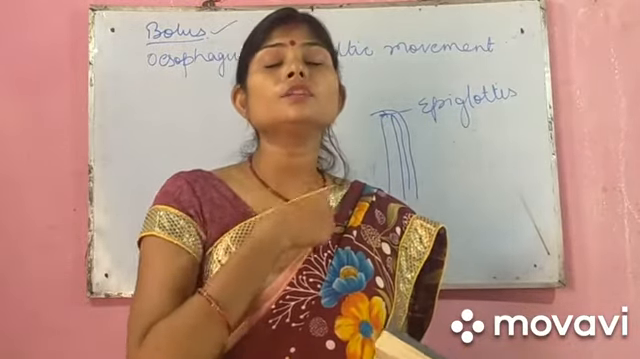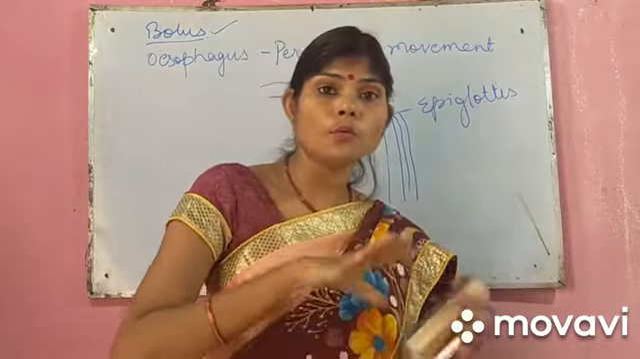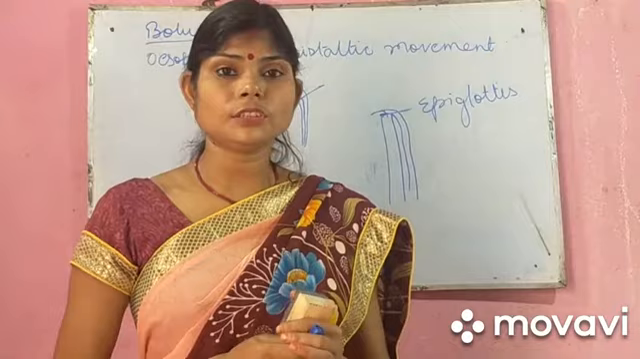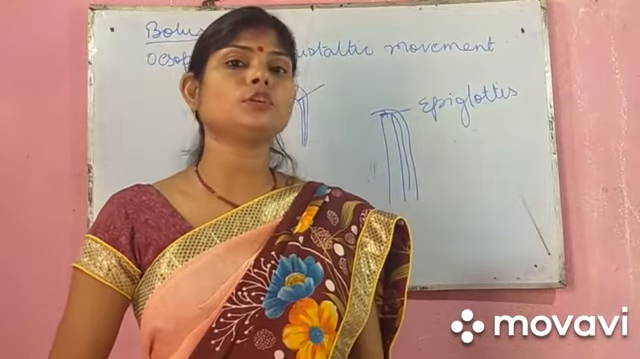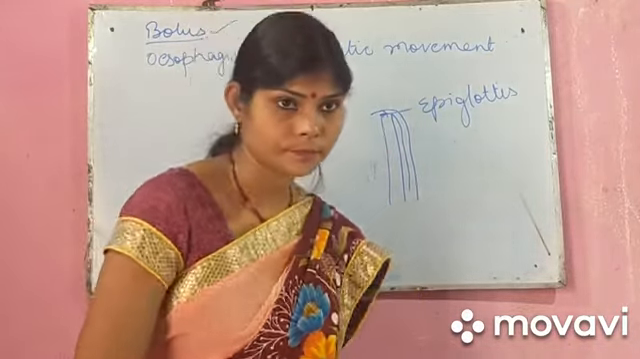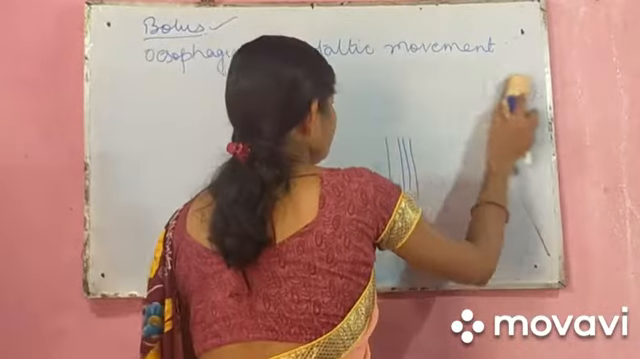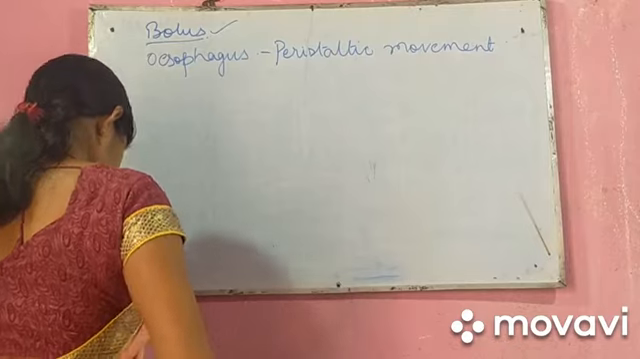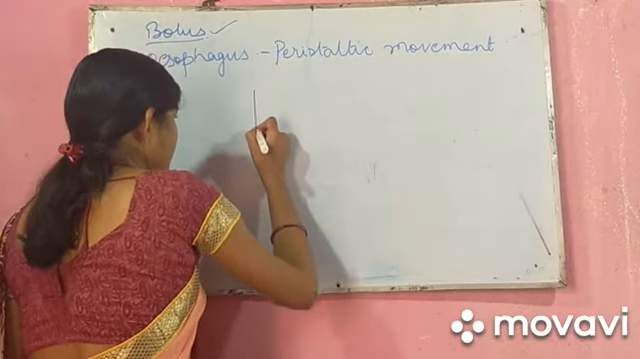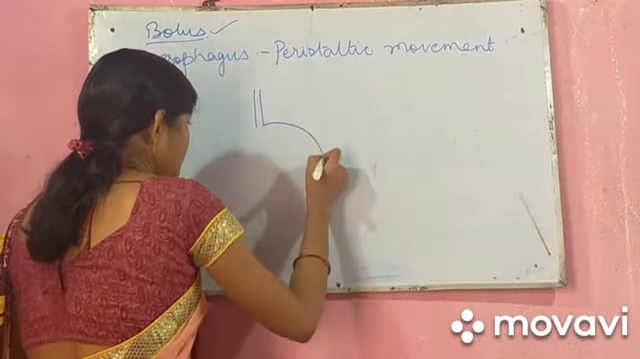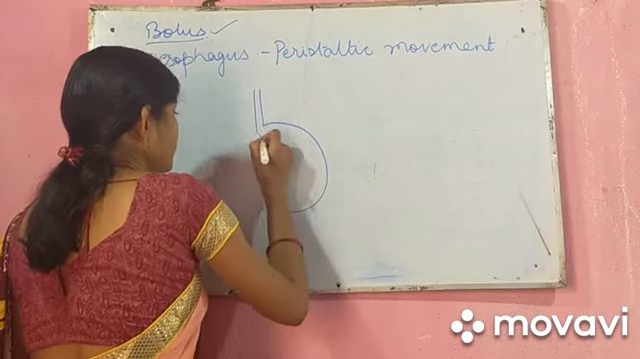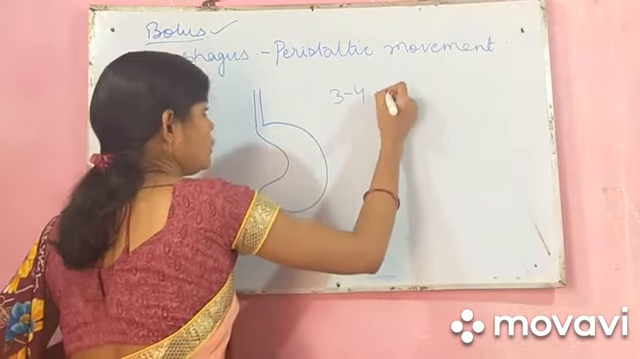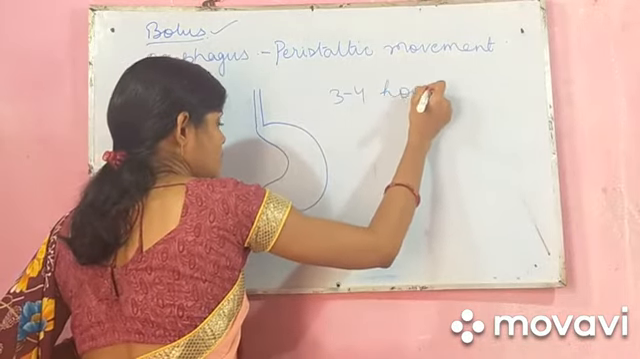Now, the food goes through the esophagus and is stored in the stomach. In the stomach, it is stored for approximately 3 to 4 hours. So, what happens now?